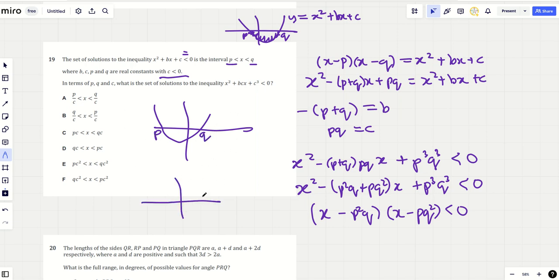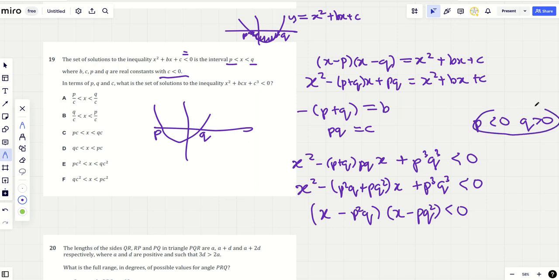You know, if you think about it, if it's got a positive there, they're both negative, or they're both positive. But as soon as c is less than 0, as soon as it hits down there, then either p is negative and q is positive, or vice versa. And we know actually that p is less than q, so p must be negative and q must be positive. Yeah, that's what I've just learned from that bit of thinking. Really useful to think about that.